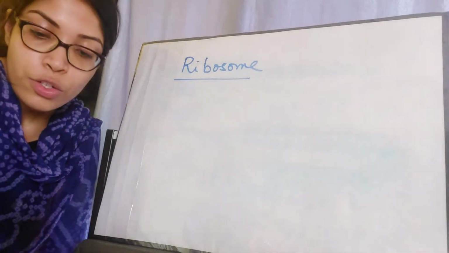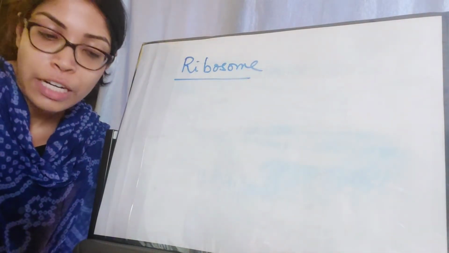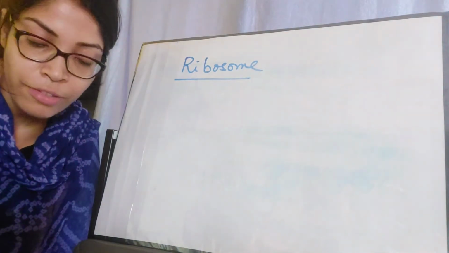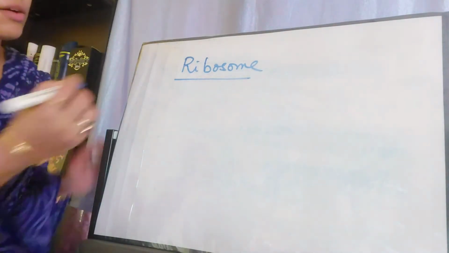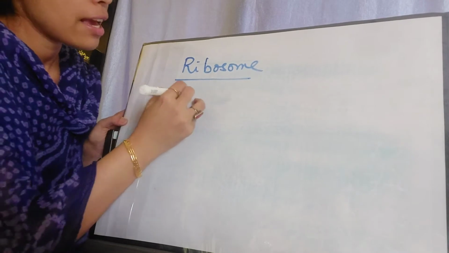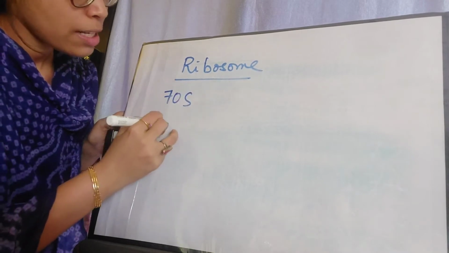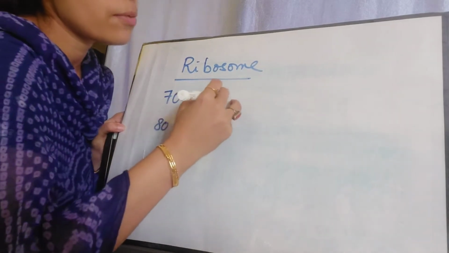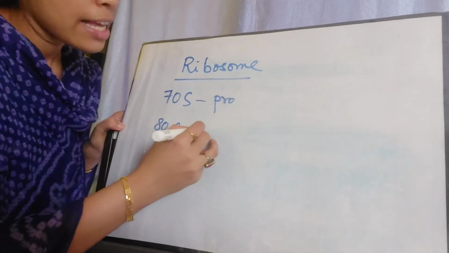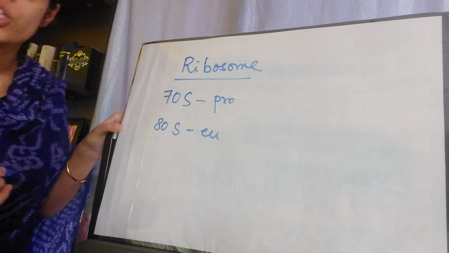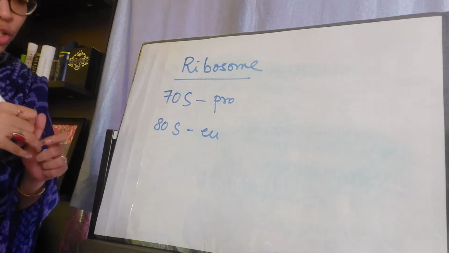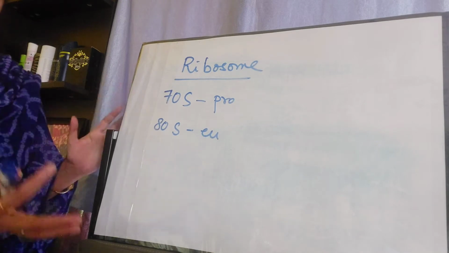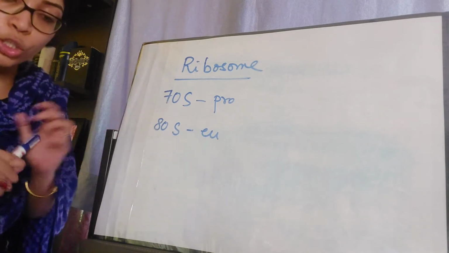Now, before going into the structure of ribosomes, first let me tell you that there are 2 types of ribosome. One is the 70S ribosome and the other one is the 80S ribosome. The 70S ribosome is found in prokaryotic cells and the 80S ribosomes are found in eukaryotic cells. I have written in short. So 70S are found in prokaryotic, 80S are found in eukaryotic.